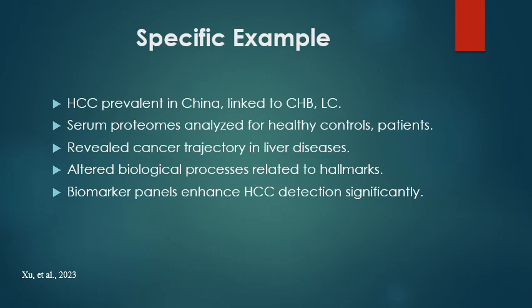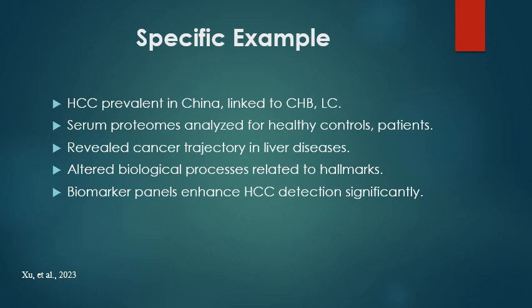So I wanted to look at a specific example of how biomarkers have helped. And in China, they have hepatocellular carcinoma as one of the cancers that they see a lot of in their area. And it goes along with chronic hepatitis B and liver cirrhosis.